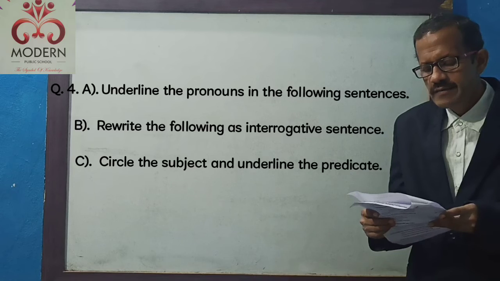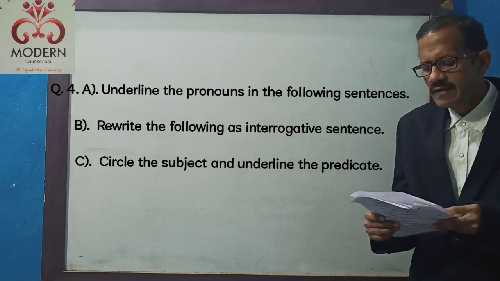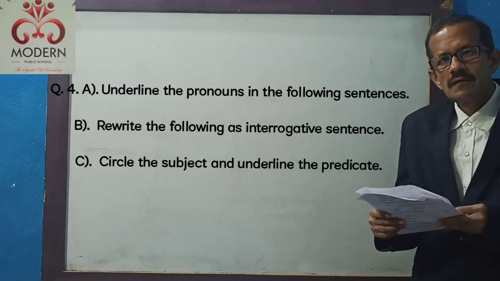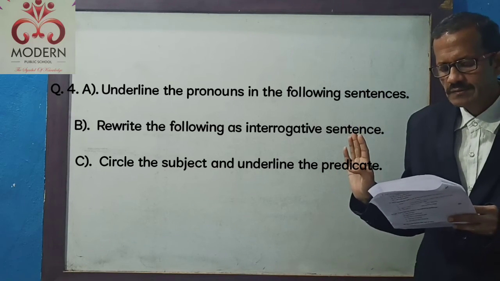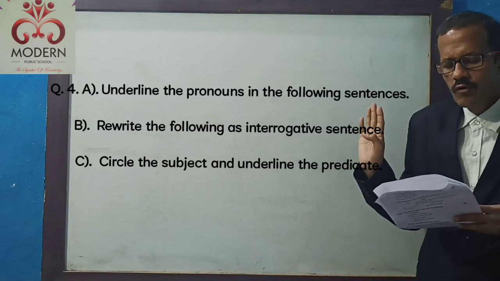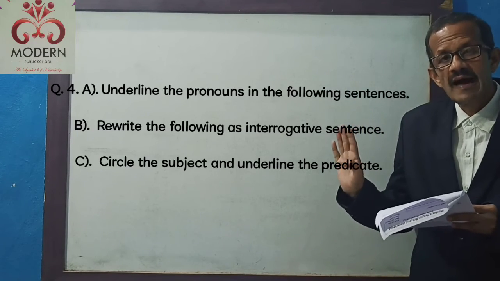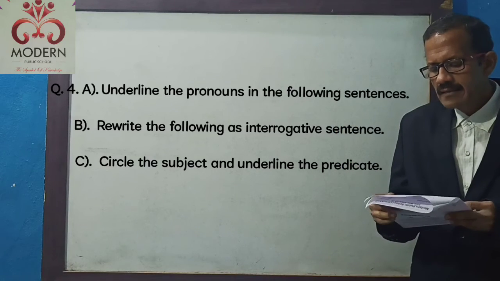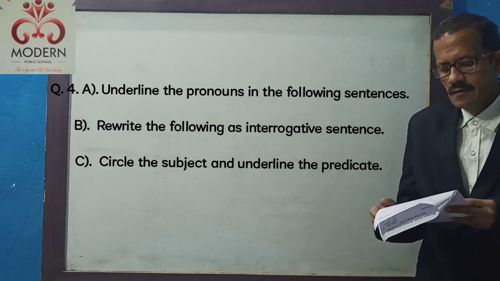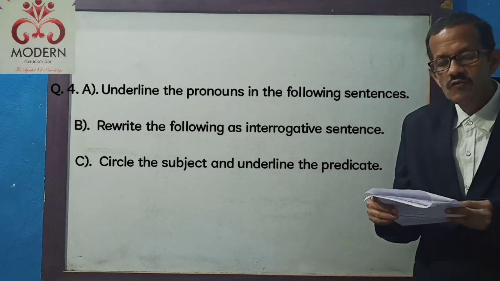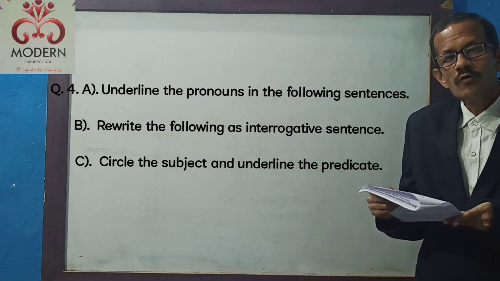Question number 4C, student. Circle the subjects and underline the predicate in the following sentences. 4 sentences are given here. They are for 4 marks, student. And what do you have to do? You have to circle the subjects and underline the predicate. For subjects you have to make a circle, and for the predicate you have to underline.